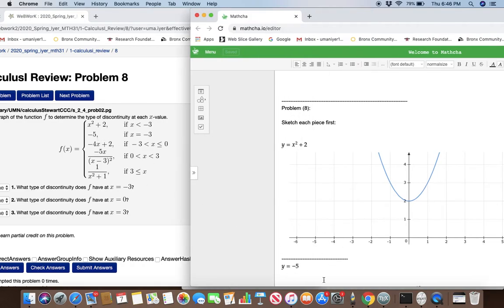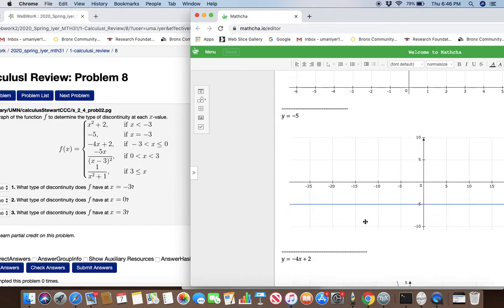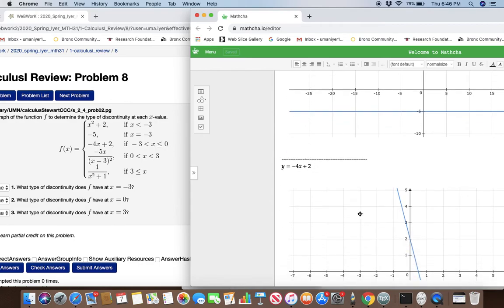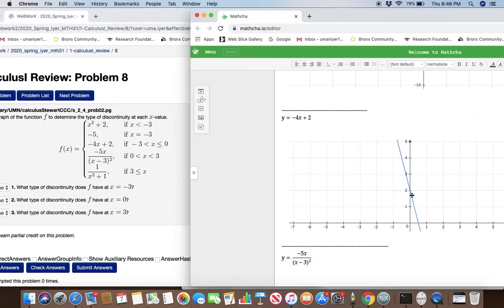What is -5? Well, y equals -5 is a constant function, -5, which applies at one number, -3. The third function is a line, slope -4, y-intercept 2. Negative slope, y-intercept 2. All right.